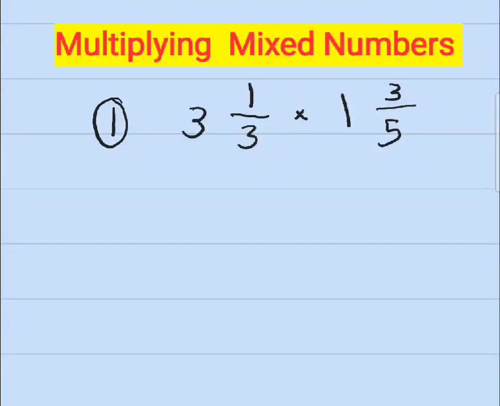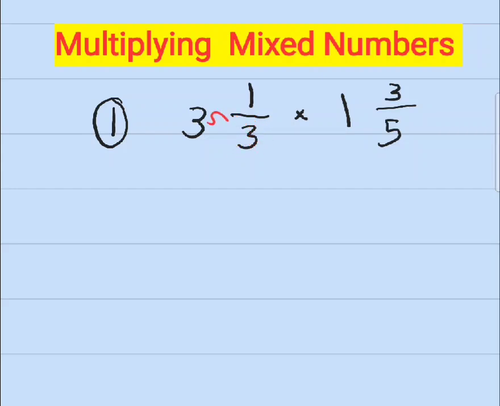Multiply mixed numbers. And as you can see, there are two multiplication problems on your screen that involve mixed numbers. So let's jump right into number one here and talk about how we do this. Number one here, we have 3 1/3 times 1 3/5.